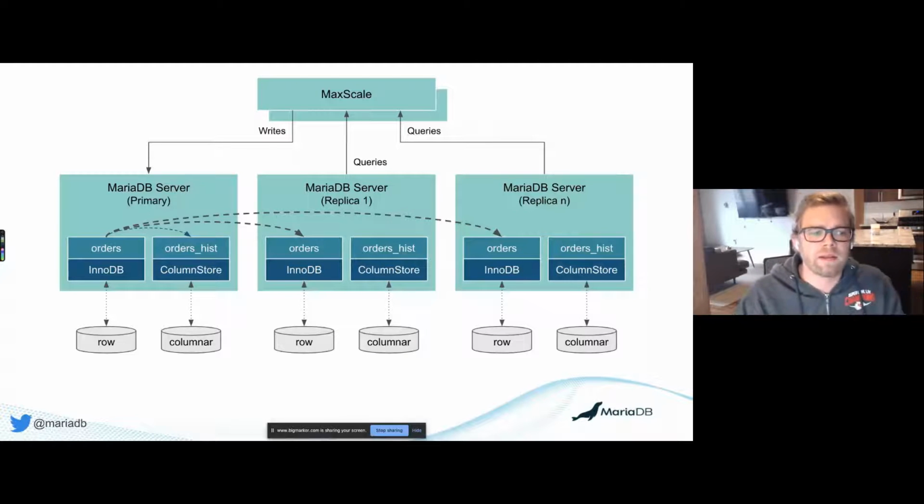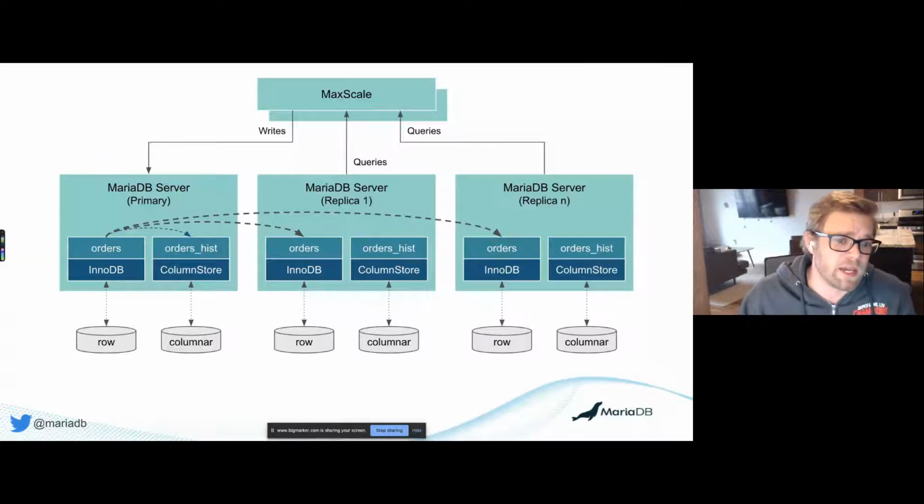It's going to write synchronously to disk on the orders table, which is an InnoDB, that workhorse database engine I mentioned before. At the same time, we're going to asynchronously replicate into the ColumnStore database storage engine in a columnar format. And then we'll also replicate that information into any number of replicas or database server instances that may have replicas on them into the orders table.